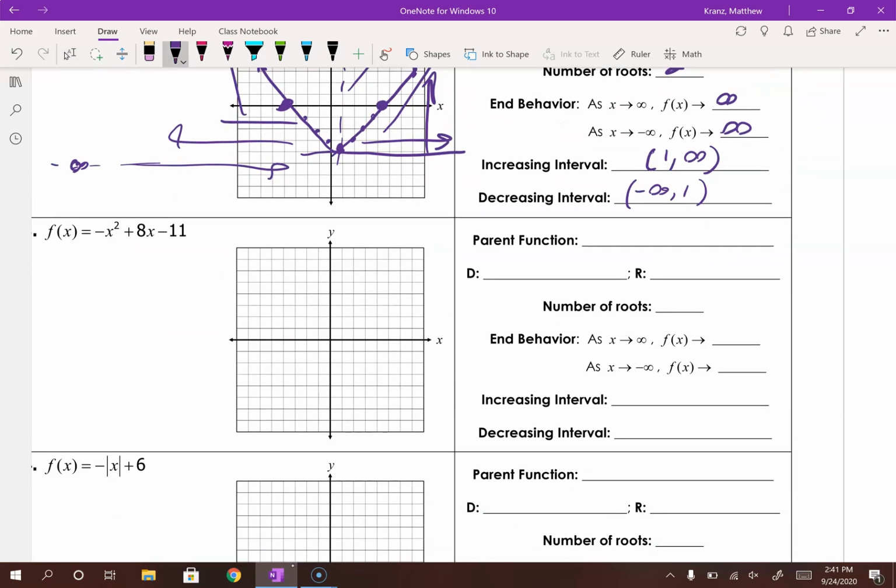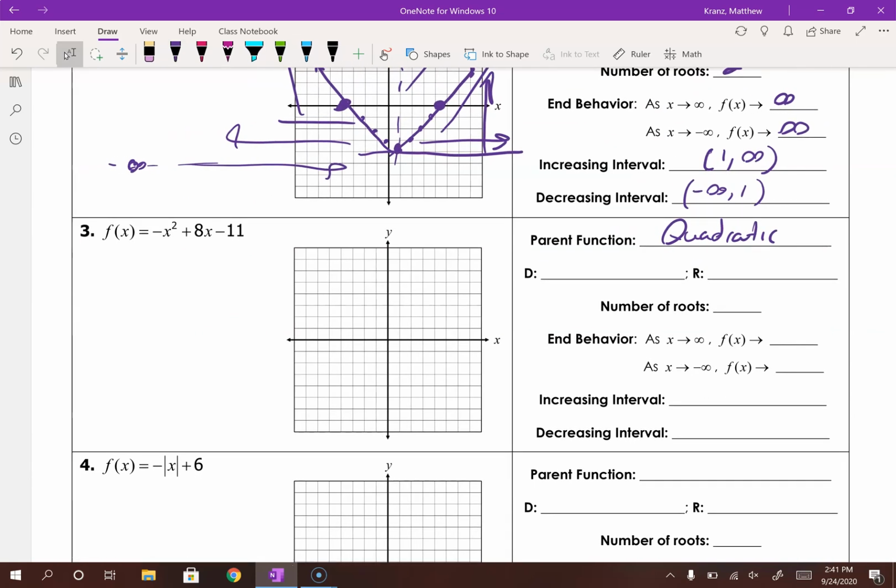All right, so this is a quadratic because it's squared. Right? So what we need to do is we should go ahead and put this into vertex form, or we can go ahead and just make a table of values. Right? But the domain is always going to be all real numbers.